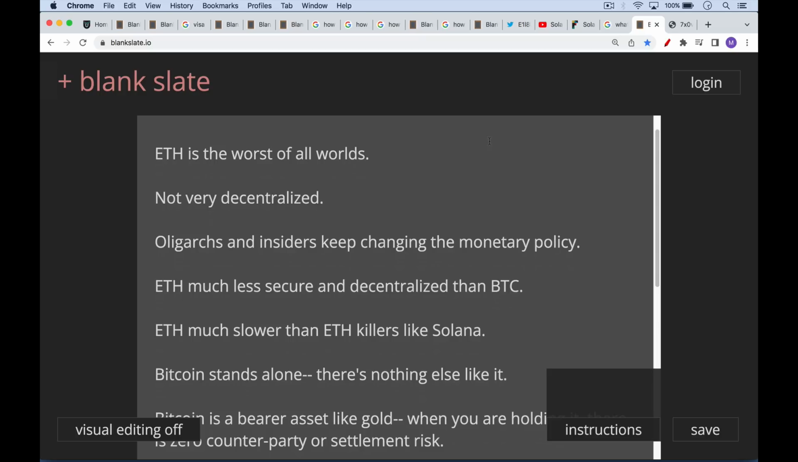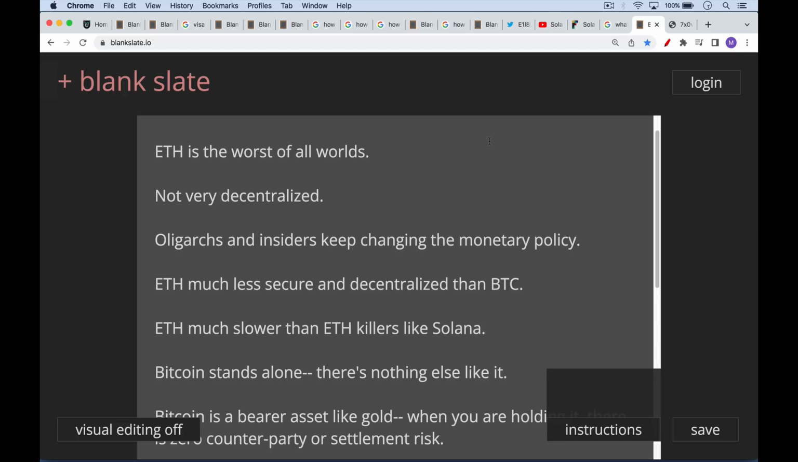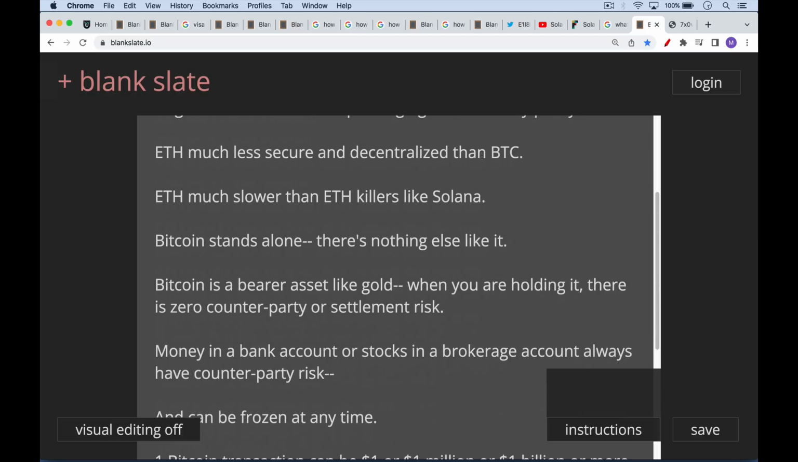The 21 million cap and the emission schedule of currently 6.25 Bitcoin per block, which gets halved every 4 years, is really written in stone. By contrast, ETH is much slower. So it's much less secure and decentralized than Bitcoin, but it's also much slower than the ETH killers. And this is why Ethereum is really in this undesirable middle ground. Bitcoin stands alone. There's nothing else like it. Simply because Bitcoin is a bearer asset, something like gold. We call it gold 2.0 or digital gold.